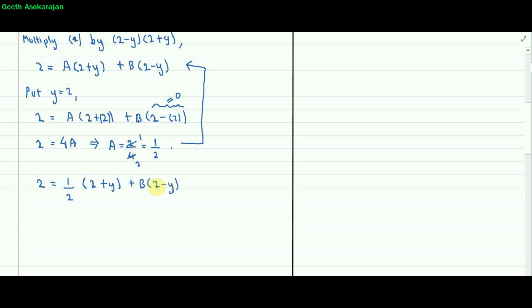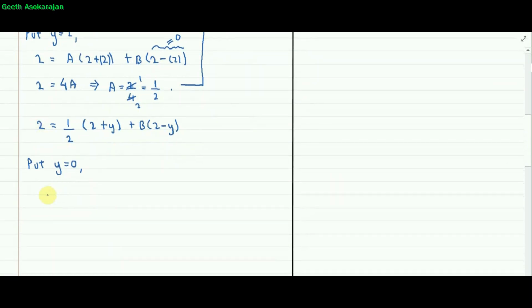Now to work out the remaining unknown, you can choose any value of y, except the one that you've taken earlier. So you can choose any value except y equals 2, because if you take y equals 2, it doesn't make sense: 2 minus 2 is 0, that will cancel this B, and we need to work out B. So you can choose any other value of y. I'm going to take y as 0 to work out the unknown B. But as I said, you can choose any value of y except the one that you've used.